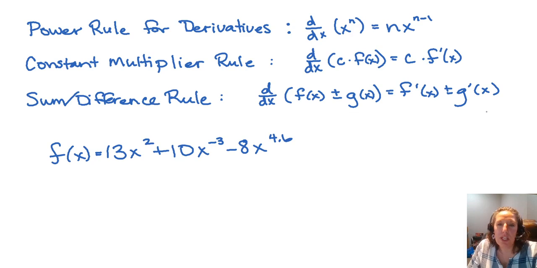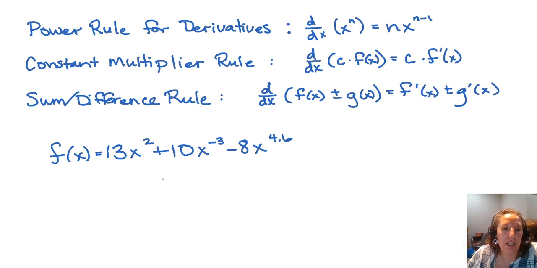The constant multiplier rule tells us that if we have a constant times something we know how to take the derivative of, that derivative is going to be the constant times the derivative of the function. And then the sum and difference rule says that if we have two functions added or subtracted together, we can take that derivative by looking at each term individually and taking the derivative of the first term plus or minus the derivative of the second term.